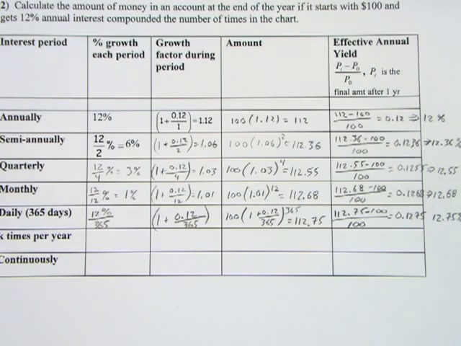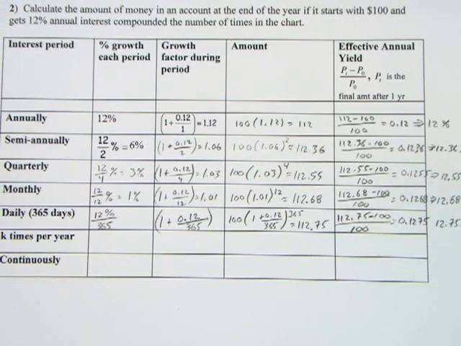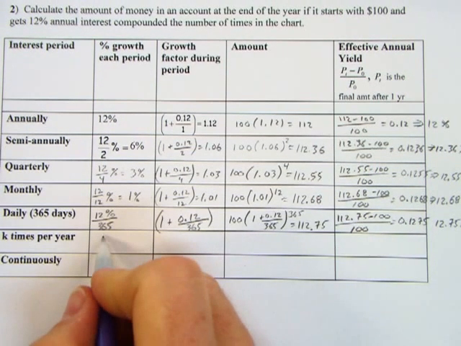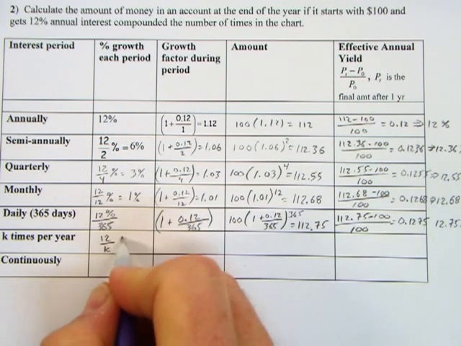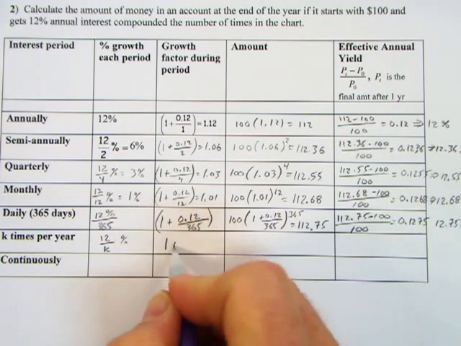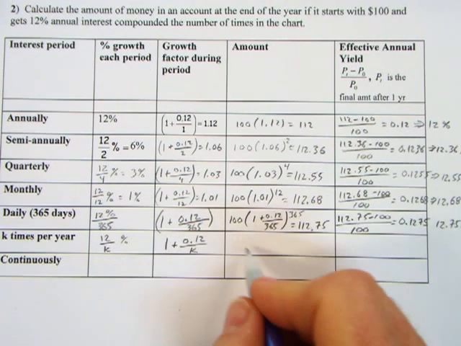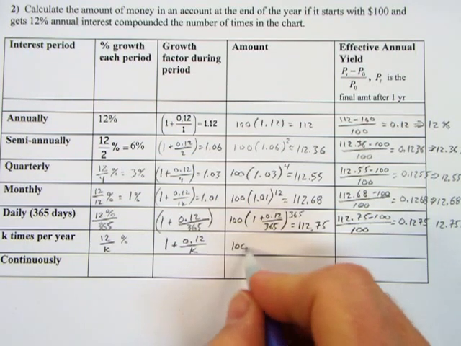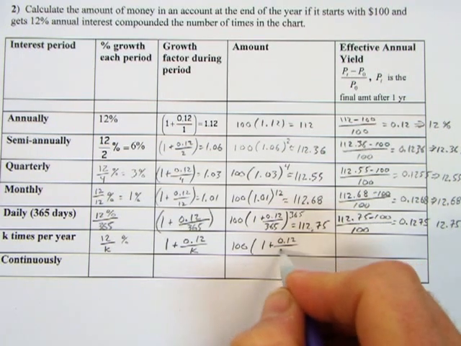Now what I want you to do, especially if you haven't done so already, stop it and try to do k times a year. What's that going to be? All right, this is going to be 12 divided by k as our percentage. So our growth factor would be 1 plus whatever k times per year is. Now what's going to change on this one? What's our exponent going to be? We're going to raise it to the power of k.